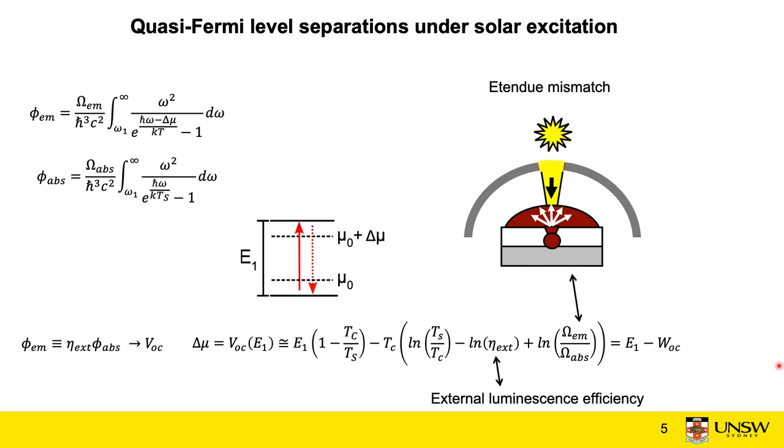This mismatch in étendue can in principle be reduced by concentrating optics. The contribution from the external luminescence efficiency can in principle be avoided too, and for example for some solar cells that are radiatively efficient, like gallium arsenide, this contribution can be very small. The Carnot loss, on the other hand, is unavoidable.